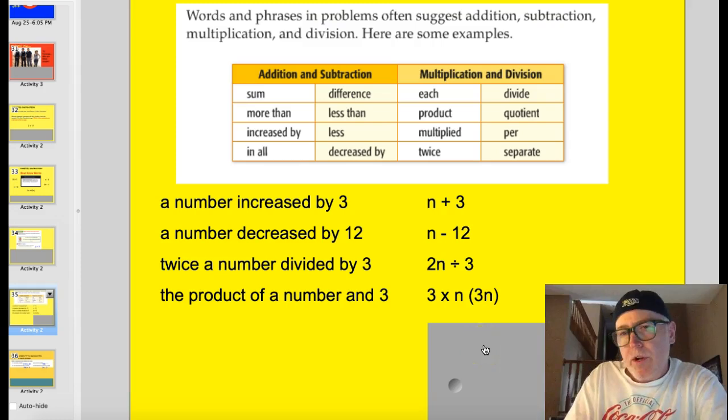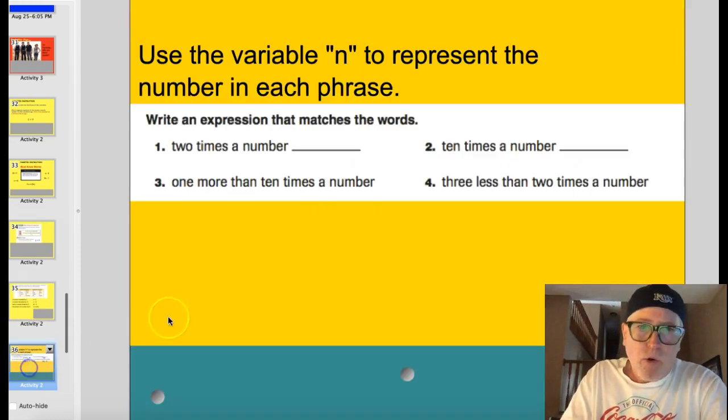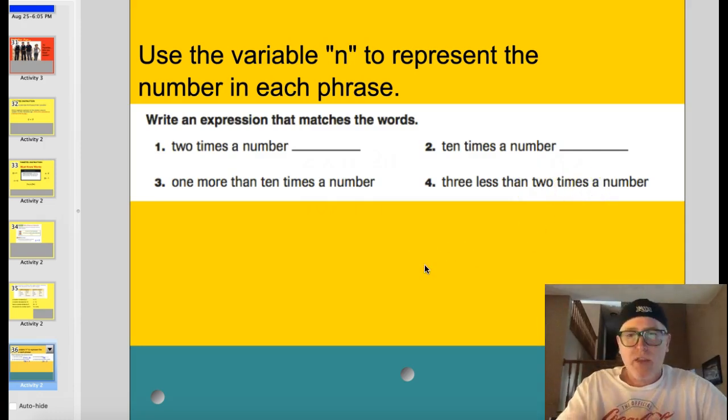All right, we've worked through a number of these. Let's have you try a couple on your own here. Try these ones here. 2 times a number, 10 times a number, 1 more than 10 times a number, 3 less than 2 times a number. Pause it and try these 4.